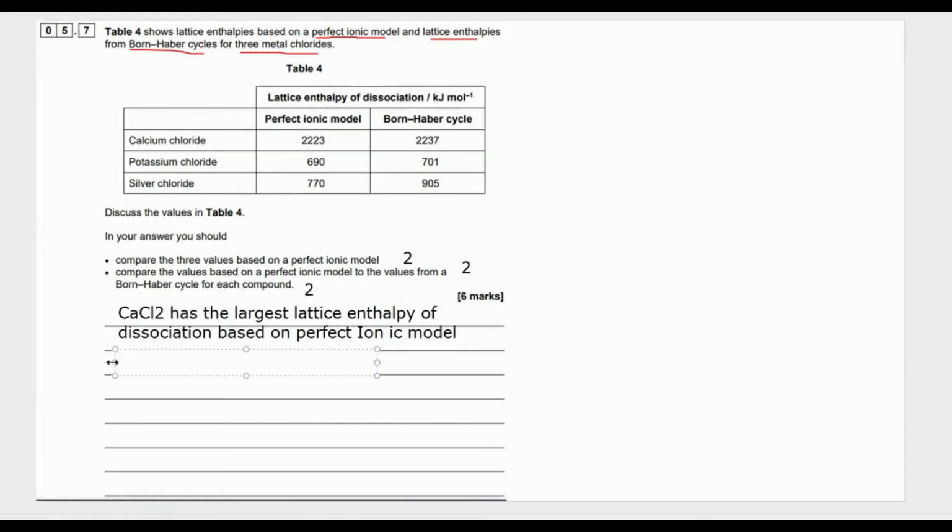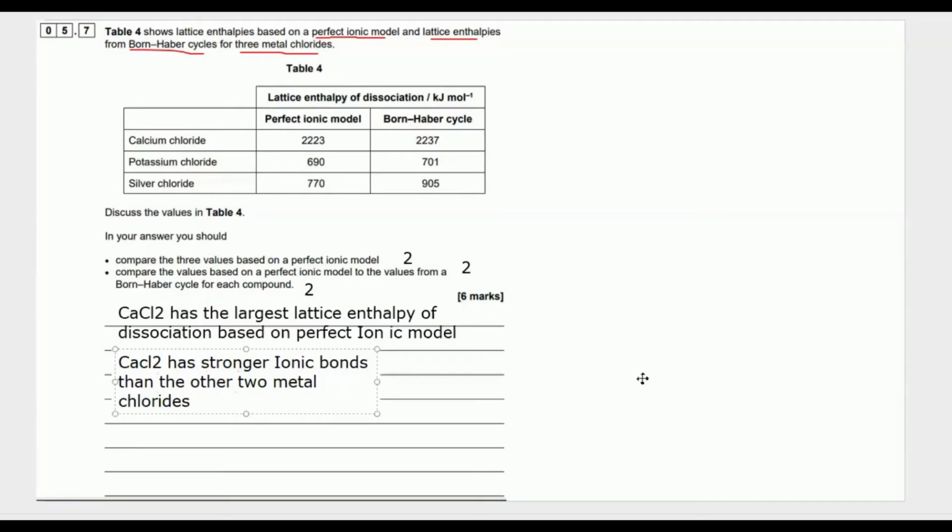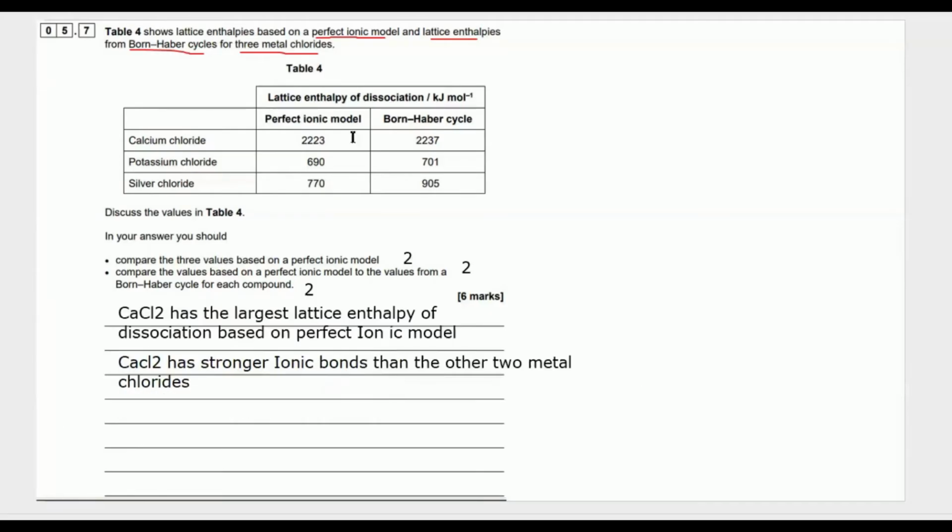Well, calcium ions have a +2 charge. Therefore, we're assuming that the ionic bond is stronger between a calcium ion and a negative chloride ion because, of course, there'll be a stronger electrostatic force of attraction between the calcium ion and the chloride ion. So we can assume that calcium chloride has stronger ionic bonds than the other two metal chlorides. And why is that? Potassium and silver are both K plus and Ag plus.